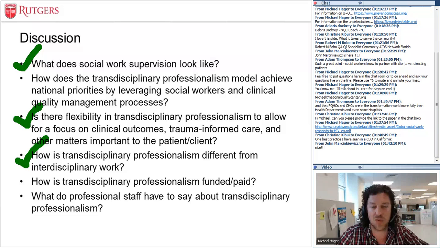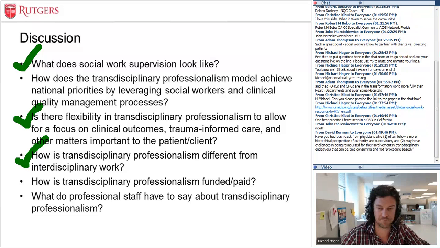That's important to the patient, but then, of course, at the same time, taking care of all of our required work that we have to do as part of our professions. Everyone's reviewing the notes. It's not your goal, it's our goal. So it's a different perspective than the interdisciplinary.